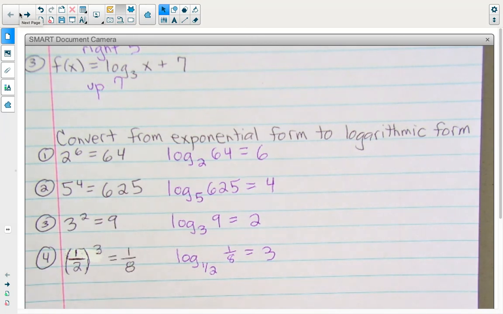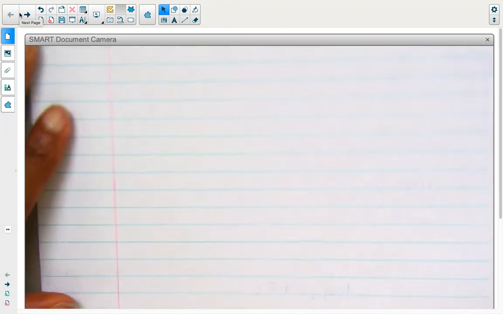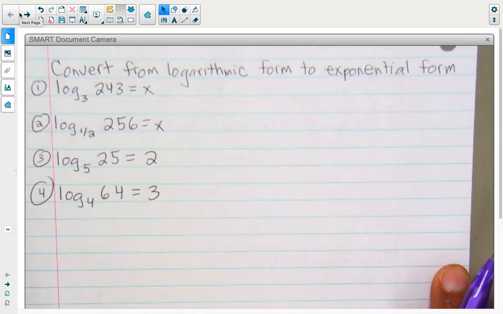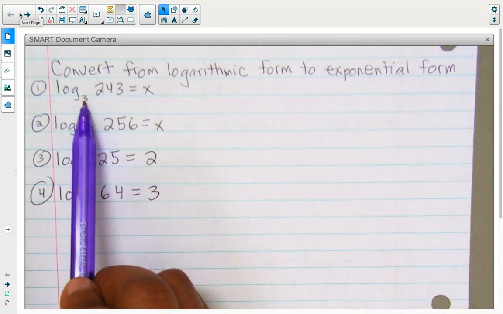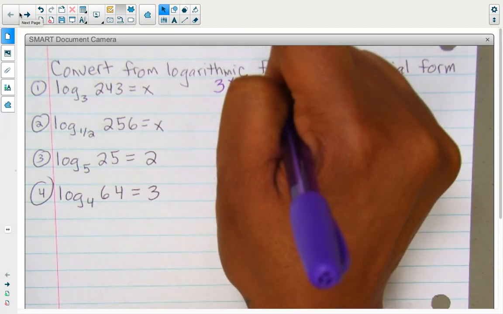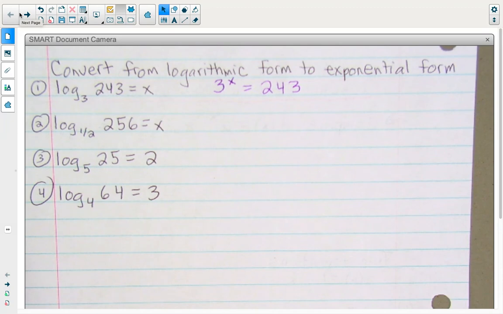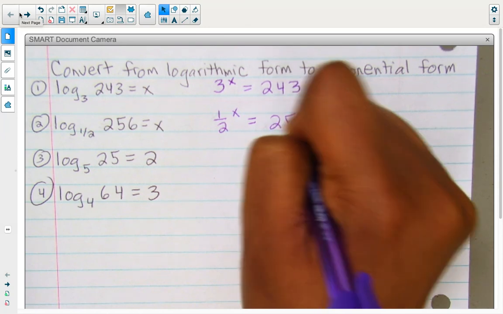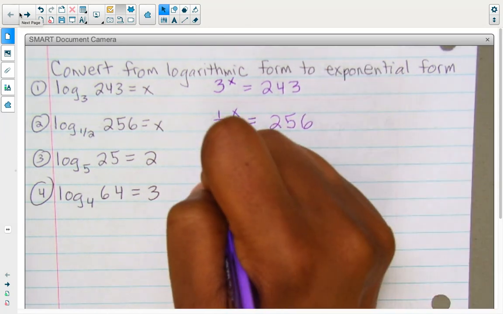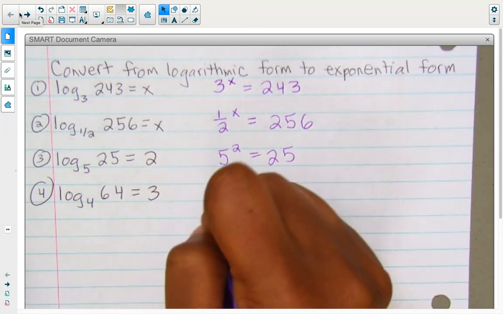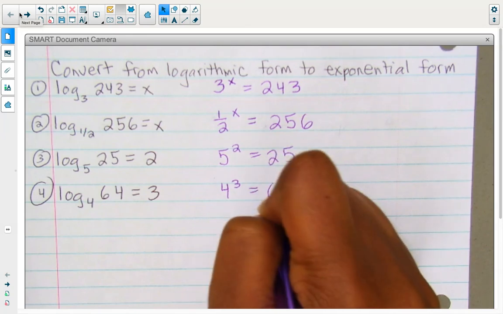Last thing, let's flip it. So this time, we're going to go from logarithmic form to exponential form. So convert from logarithmic form to exponential form. My base is 3. So it's going to be 3 to the x equals 243. The next one is going to be 1/2 to the x power is equal to 256. Number 3 is going to be 5 squared equals 25. And then the last one is going to be 4 to the third equals 64.